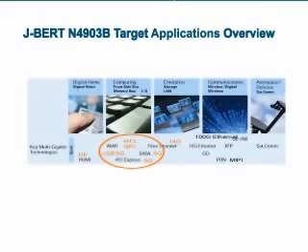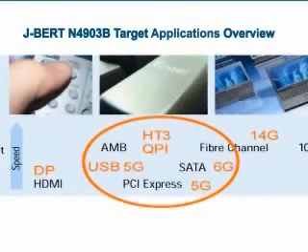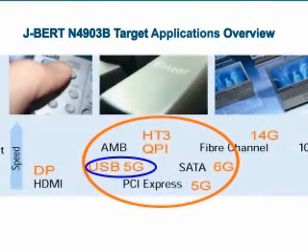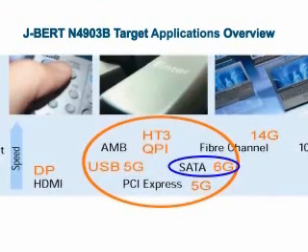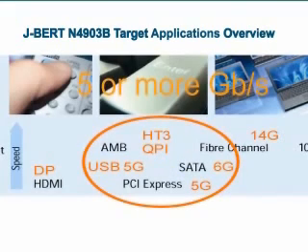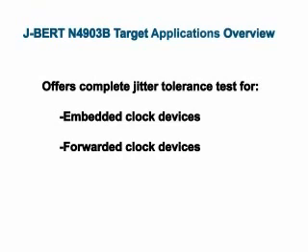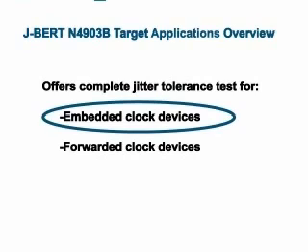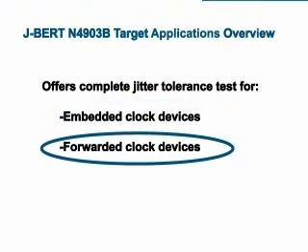So here is a view of the high-speed markets and technologies that can be addressed by J-BERT. The latest versions of the standards now approach the 5 gigabit data rate range. So here, QuickPath Interconnect, PCI Express Generation 2, USB Superspeed or Serial ATA, they are all running around 5 or more gigabit. And J-BERT High Performance Serial BERT offers the complete jitter tolerance testing for addressing both embedded clock devices and forwarded clock devices.